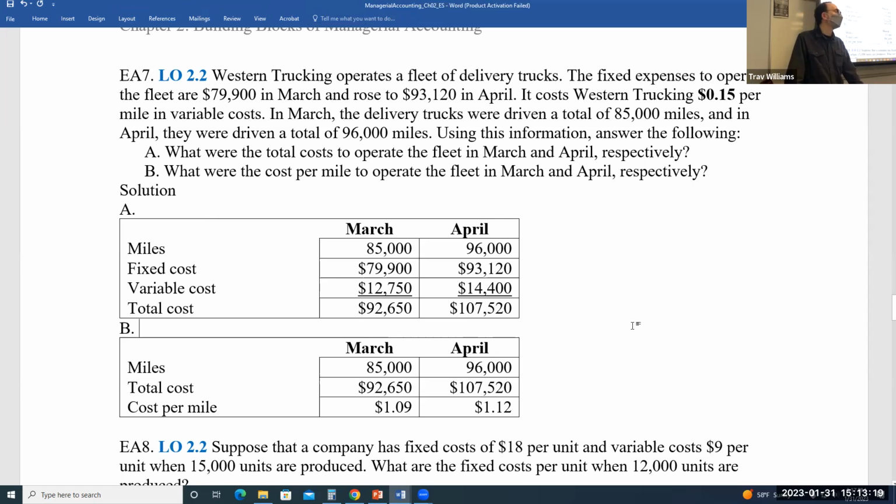So we can see our total costs went up a little bit, right, from March to April, our total costs per mile. We wouldn't have known that just looking at the raw data. So that's why managerial accountants are needed to help process and develop reports like this, so that managers can say, oh, our costs per mile are going up. What's going on? Then they know that there's an issue.